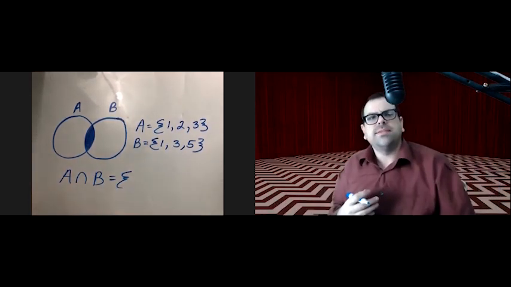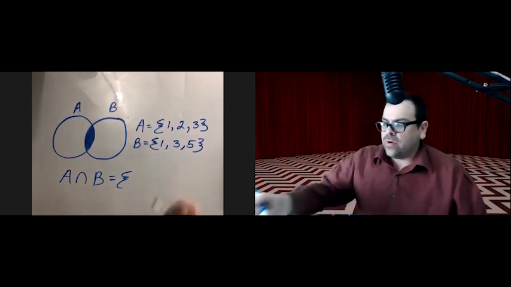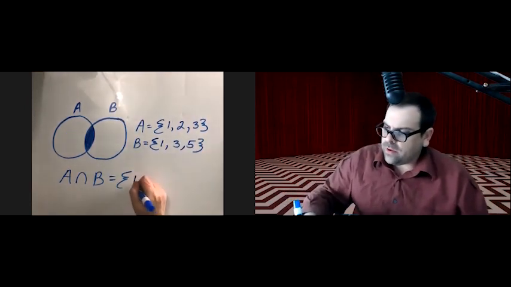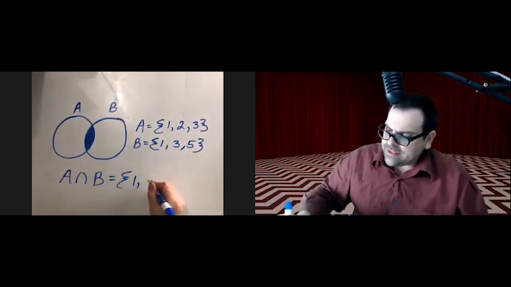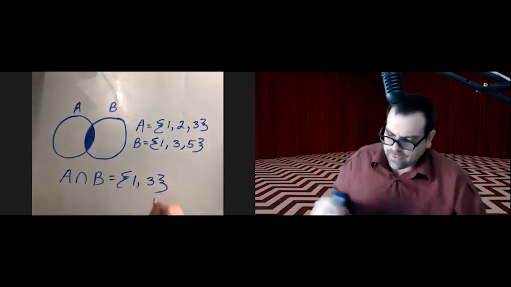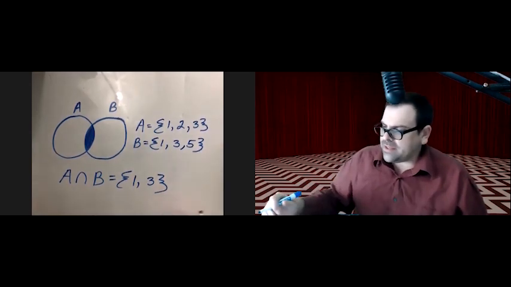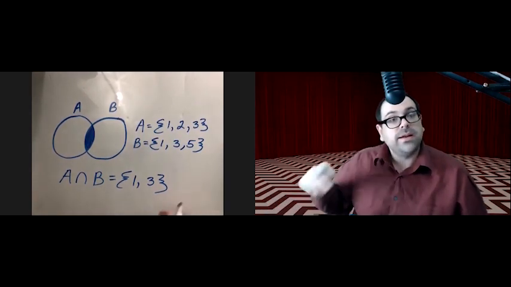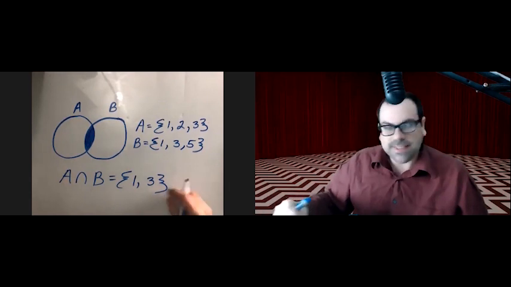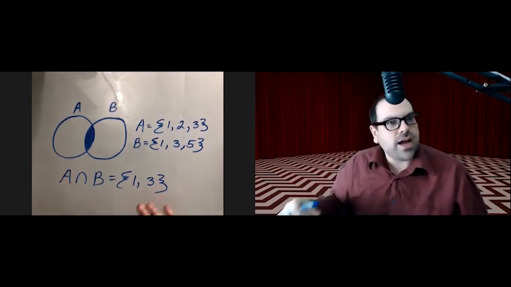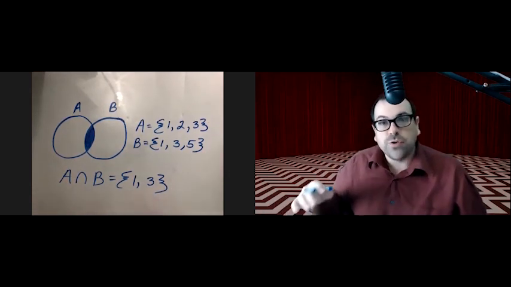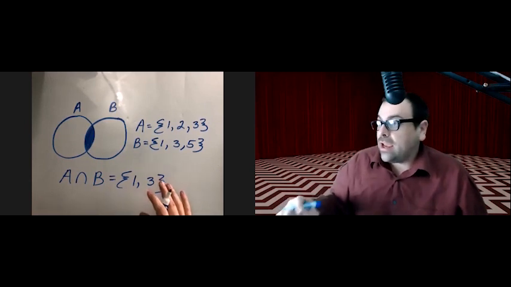What elements are in both? 1 is in both, and 3 is in both. So the intersection of sets A and B would be the set 1, 3. Because this set contains every element that's common to both A and B.